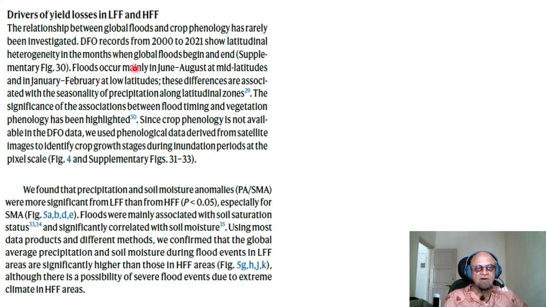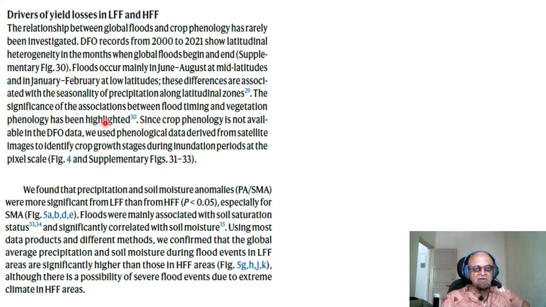The DFO records from 2000 to 2021 show latitudinal heterogeneity in the months when global floods begin and end. So, supplementary figure 30, lots of figures. Floods occur mainly in June to August at mid latitudes, and in January to February at low latitudes. These differences are associated with the seasonality of precipitation along latitudinal zones. So obviously this is not the monsoon zone.